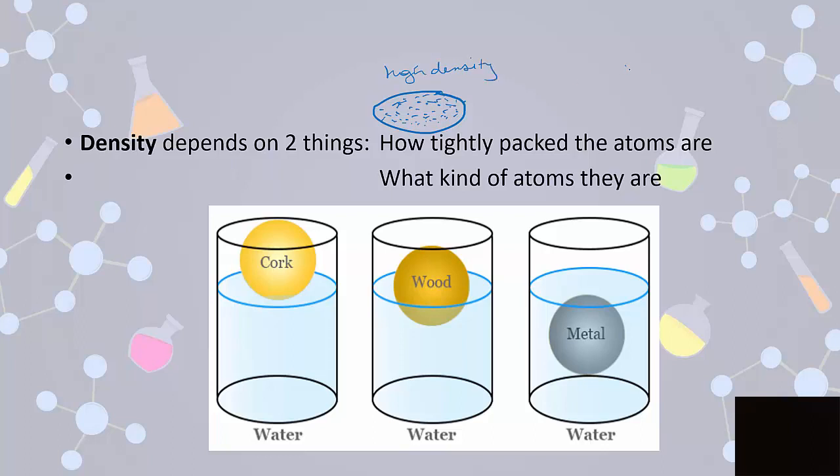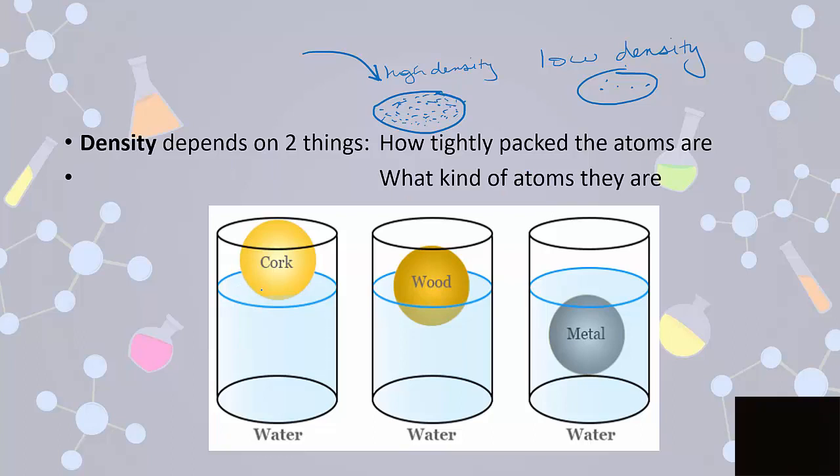Now, what if we take a similarly sized volume and there's only a few atoms in it? Well, that would represent a low density because there are very few atoms in that space. So again, the more tightly packed they are, the higher the density, and the heavier the atoms are, the higher the density is going to be.